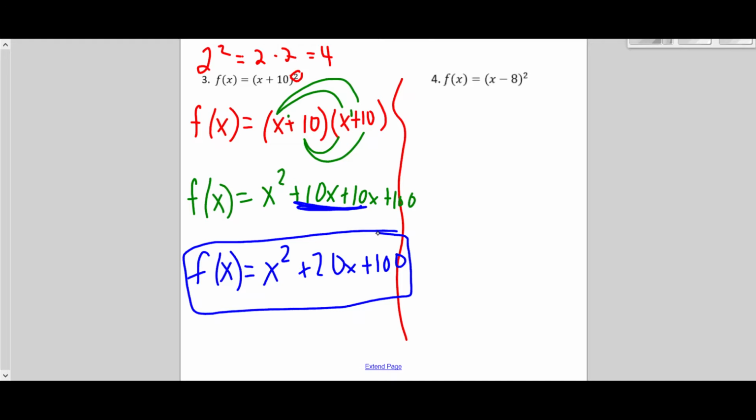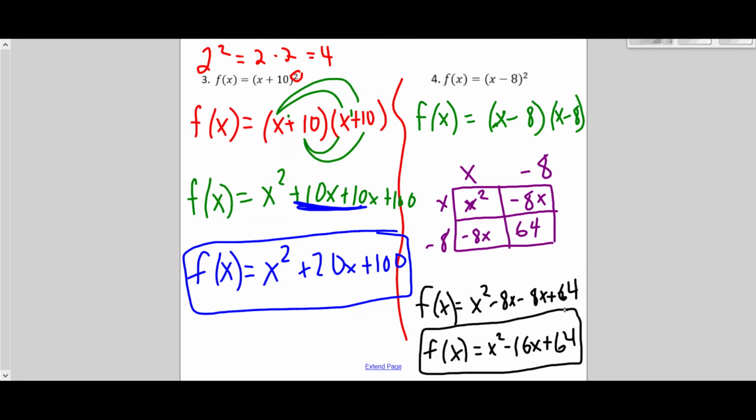Example 4 will be the same. So I have f of x equals x minus 8 squared. You're going to write that parentheses out twice. So I'm going to write x minus 8 times x minus 8. And I would like you to go ahead and FOIL or use the box method for number 4.